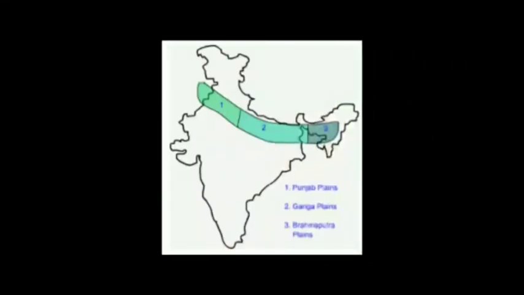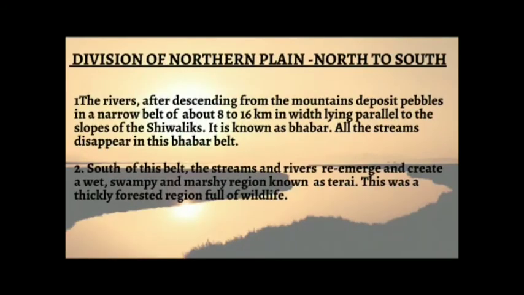If you see here in the map, you can understand one is Punjab plain, two is Ganga plain, and three is Brahmaputra plain. Now we understand northern plain by dividing it from north to south. Horizontal division we'll do. Okay. Now the rivers, after coming from mountains, they come with deposit, isn't it? They come with pebbles. These pebbles are present in this belt. When the Shivalik ends, this belt starts. This belt is about 8 to 16 kilometers in width, full of pebbles, only stones, no rivers, nothing. This is called Bhabar. All the streams disappear in this Bhabar belt.